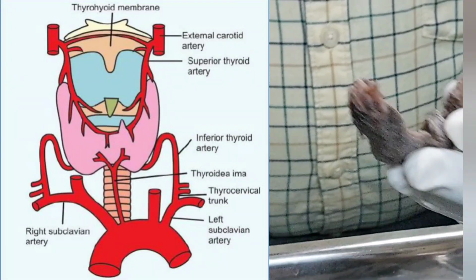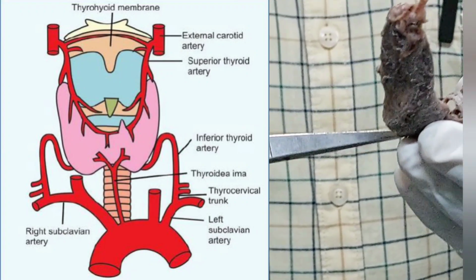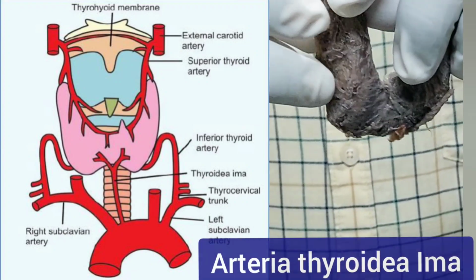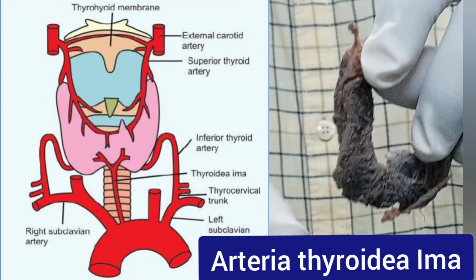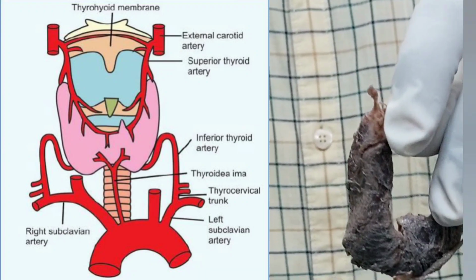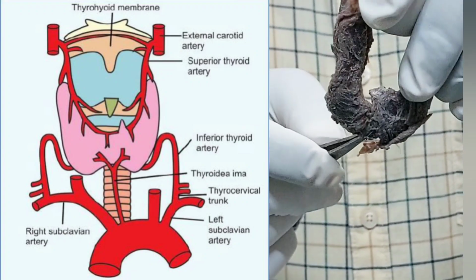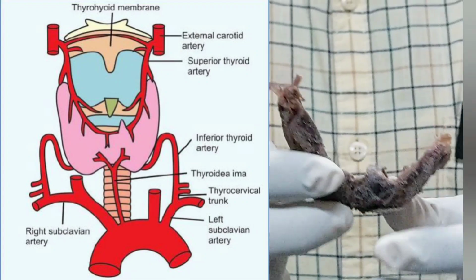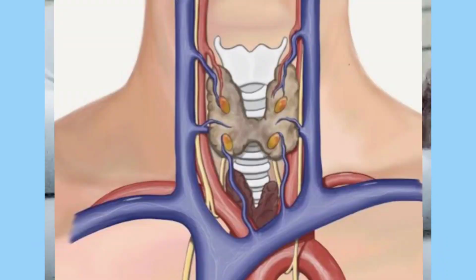So now we know there are two arteries: the superior thyroid artery, a branch of the external carotid, and the inferior thyroid artery, a branch of the thyrocervical trunk. Another artery may be there, called arteria thyroidea ima, which supplies the lower part of the isthmus. It is not always present. If present, it may be a branch from the arch of the aorta or brachiocephalic trunk. It is present in about 3% of cases. Other arteries that may supply the thyroid gland are the tracheal and esophageal arteries.